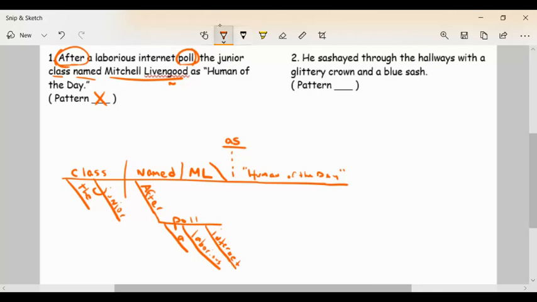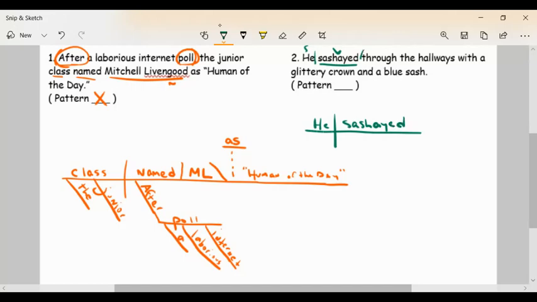Let me change my color here to sentence number 2, just a little pine green. All right, so then my sentence number 2 says, he sashayed through the hallways with a glittery crown and a blue sash. So I find my verb, which is sashayed. It's kind of a weird verb, but it's a verb, which means he must be my subject. I'm going to try to squeeze this guy up. I don't have a whole lot of room. I'm going to try to squeeze him up here. So I have he sashayed. It's a fancy way of walking.